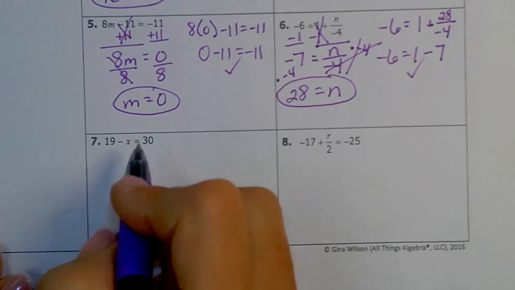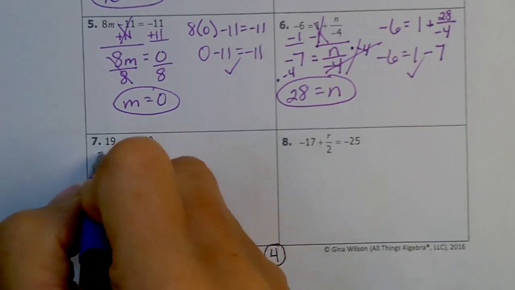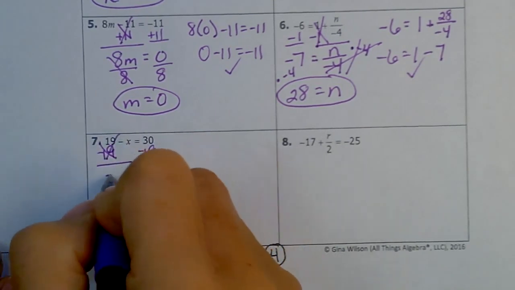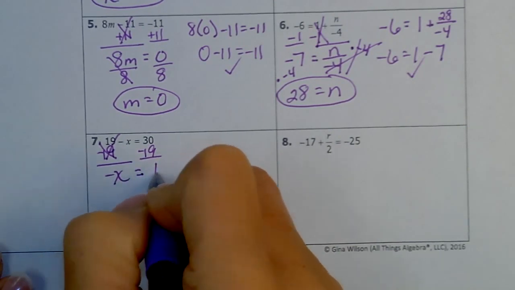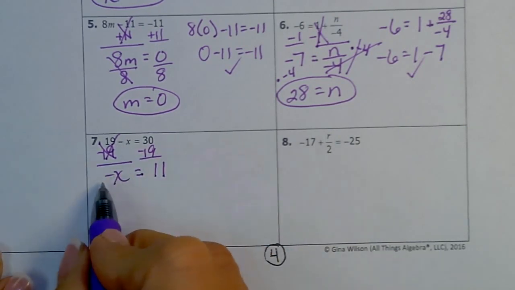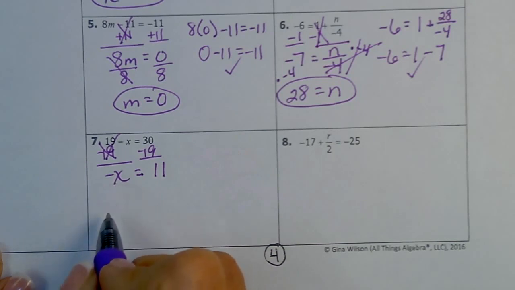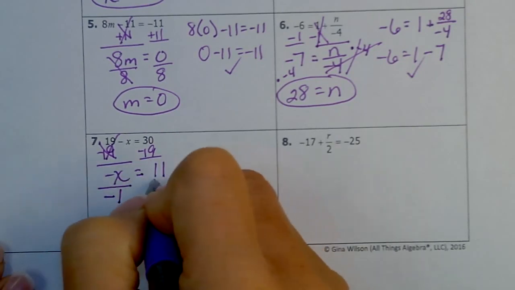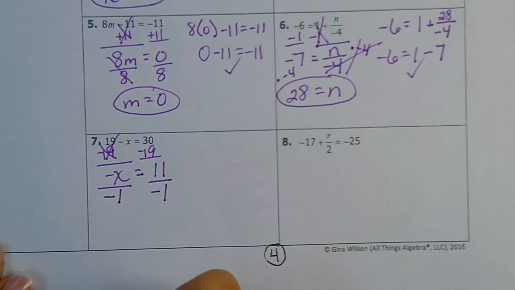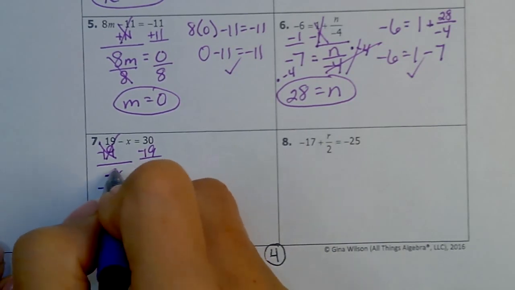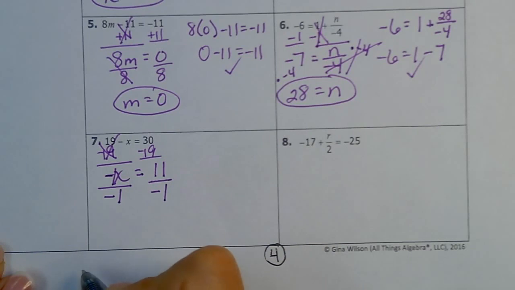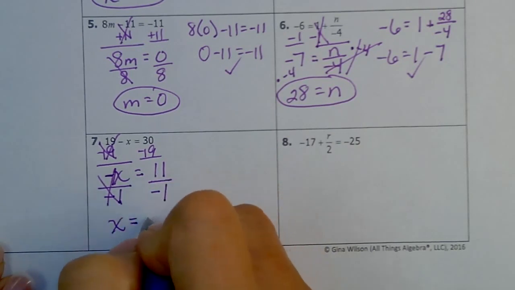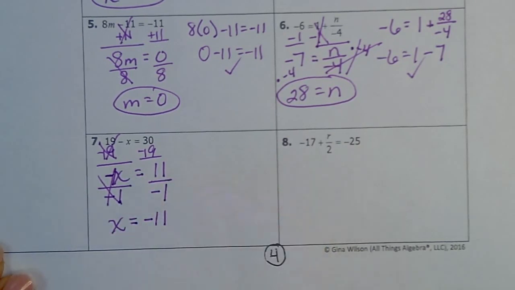Number 7. Here's my variable, so I need to subtract 19 from both sides. -x equals 11. Now, I'm not done yet. I can't leave that a negative. So I'm going to divide by a -1. I do that here, I have to do it here. Because this negative, it's given it's a -1. So those cancel, and 11 divided by a -1 is -11.